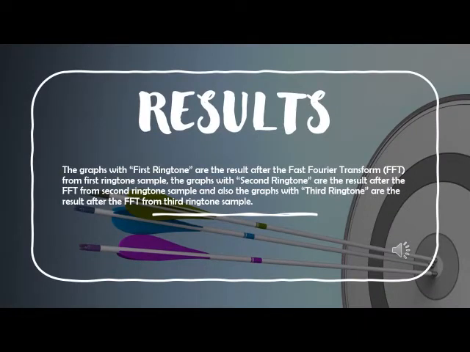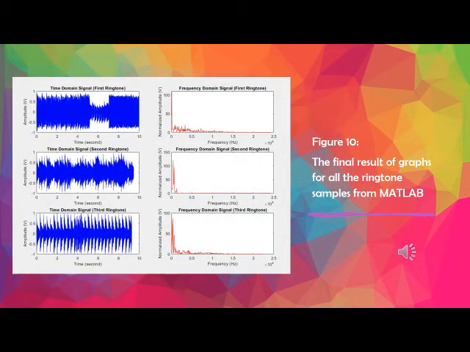Hello, my name is Tan Zhixuan and I would like to talk about the results. Throughout this project, we get the graphs for the first ringtone, second ringtone, and the third ringtone after the fast Fourier transform, which is FFT, from the first ringtone sample, second ringtone sample, and the third ringtone sample. Figures show the final result of the graphs for all the ringtone samples from MATLAB.